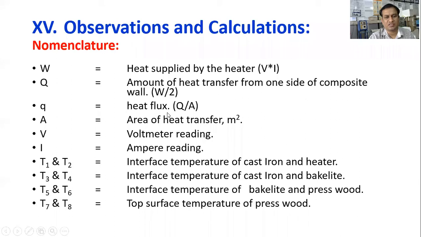This small q is nothing but the heat flux. So the rate of heat transfer with respect to unit area is nothing but heat flux. Then A is already discussed, that is the area of heat transfer in meter square. V is voltage, I is ampere or current, and T1, T2 are the interface temperatures of cast iron and heater. T3, T4 are the interface temperatures of cast iron and bakelite. T5, T6 are the interface temperatures of bakelite and press wood. T7, T8 are the top surface temperatures of press wood.